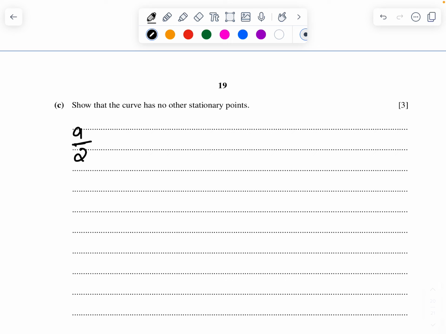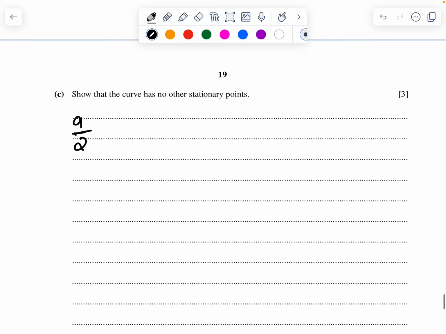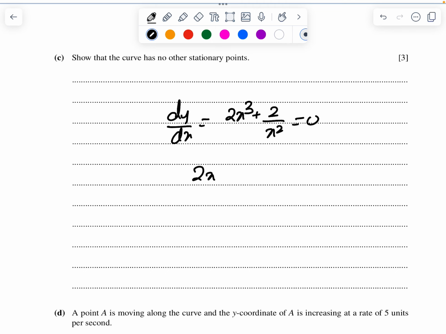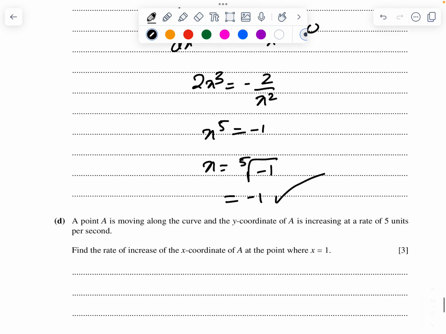Next, show that the curve has no other stationary points. So I take dy/dx equals 2x³ + 2/x², which should be equal to 0. So 2x³ should be equal to −2/x². So x⁵ equals −1, x equals the fifth root of −1, which is −1. So only one solution.